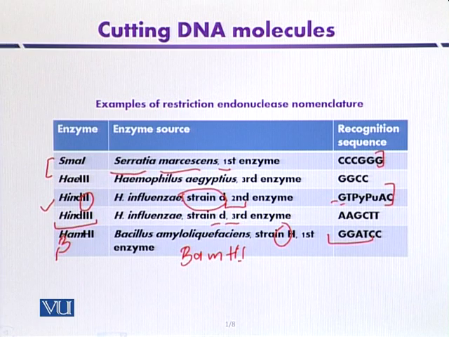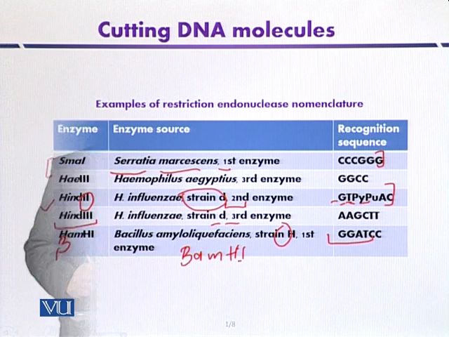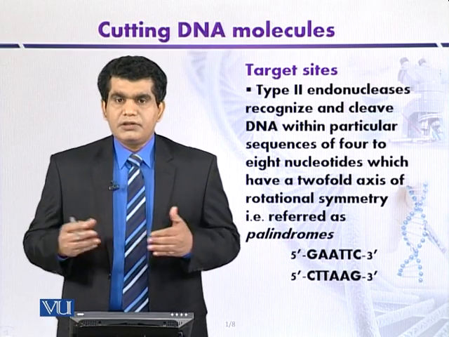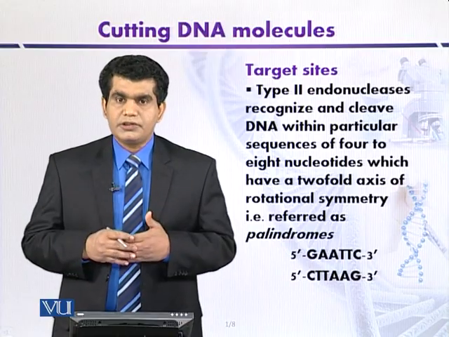Another example is the recognition sequence recognized by HIND2, represented by G, then T, then any pyrimidine base, then any purine base, then A and C. So the enzymes may have different restriction sites, which we are going to discuss in the next chapter.